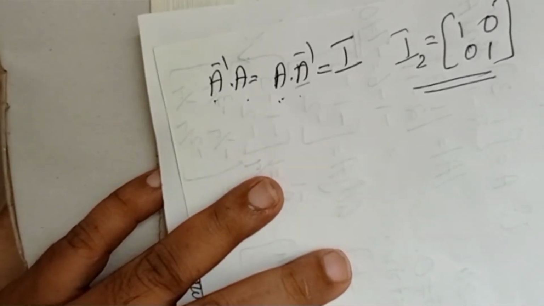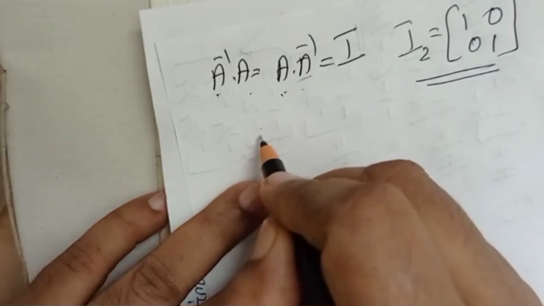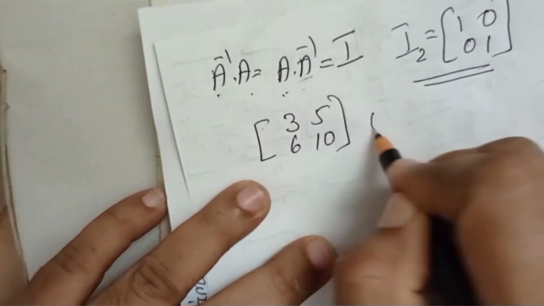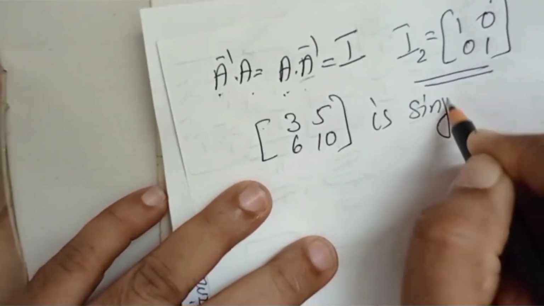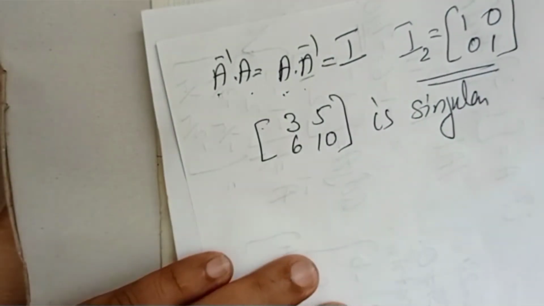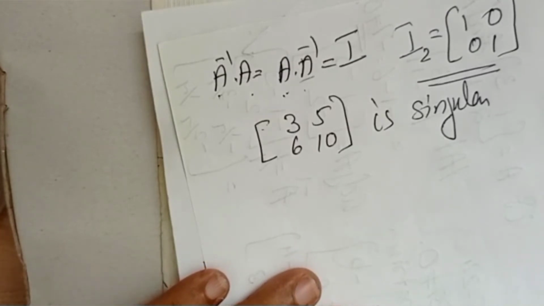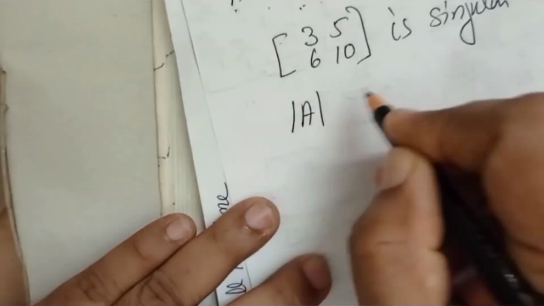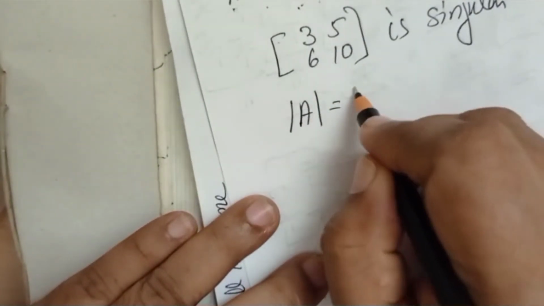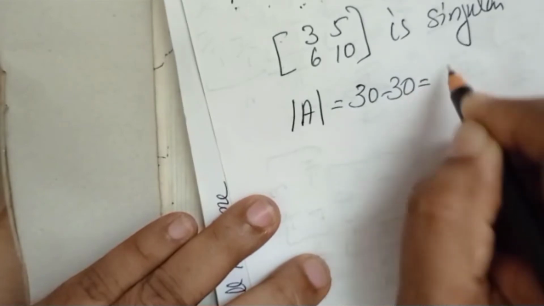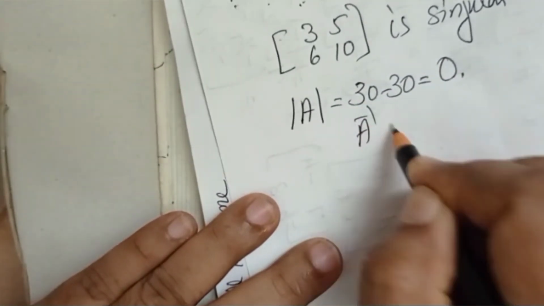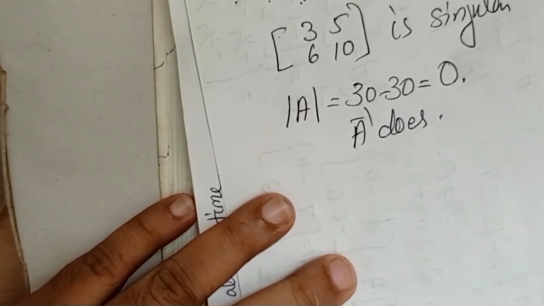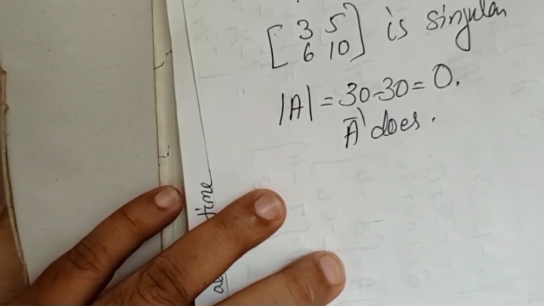Okay. Now write: show that the matrix 3, 5, 6, 10 is singular. Show that it is singular, hence no inverse exists. How can you prove that this is singular? We already did the same question. 30 minus 30 is equal to 0, which means A inverse does not exist. Determinant A equal to 0, therefore A inverse does not exist.